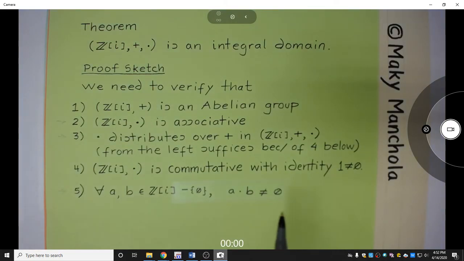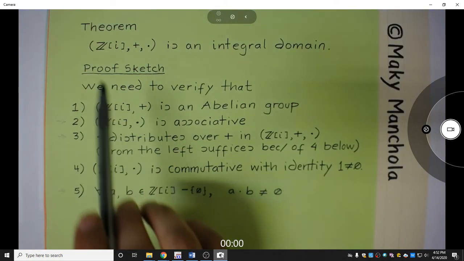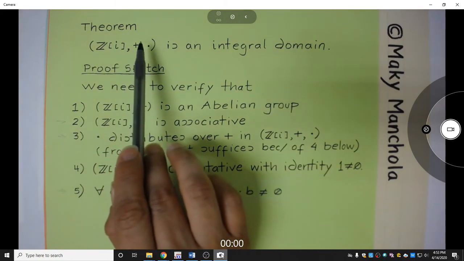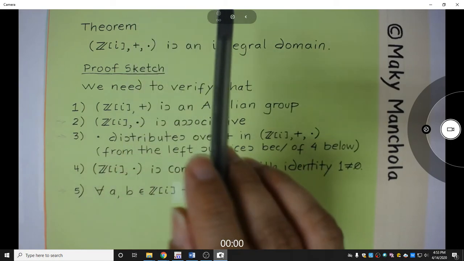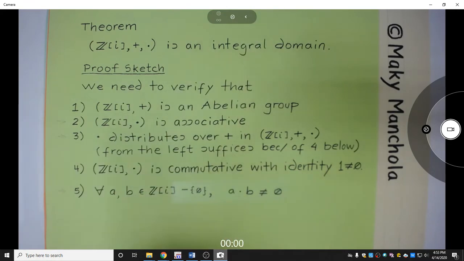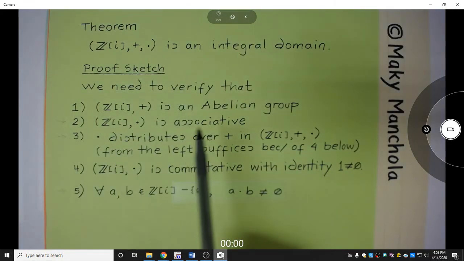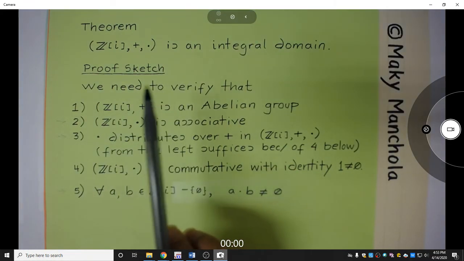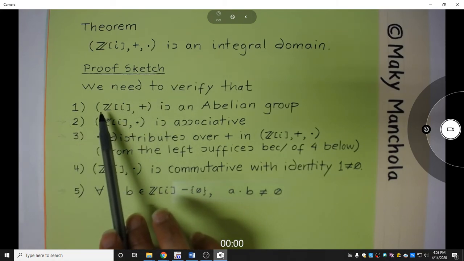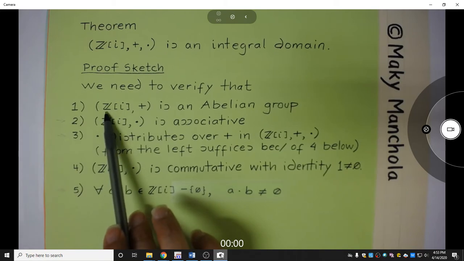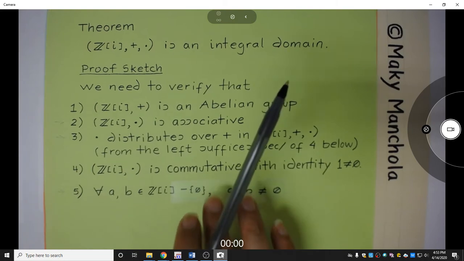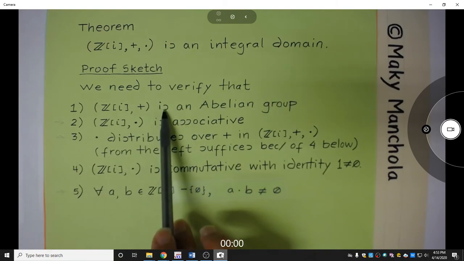Okay. Now a theorem. The structure consisting of the Gaussian integers together with addition and multiplication is an integral domain. In order for us to prove this theorem, we need to verify the following 5 items. First, we would need to verify that the structure, Gaussian integers together with addition, is an abelian group.